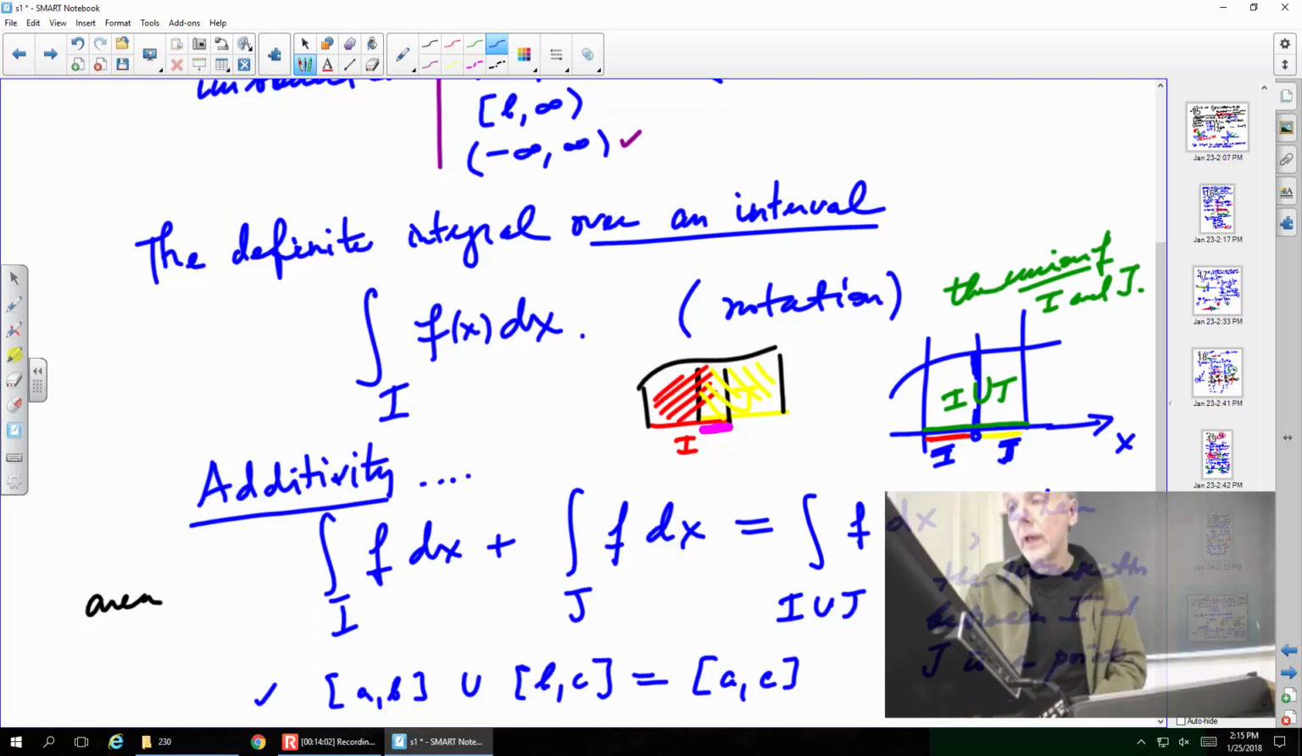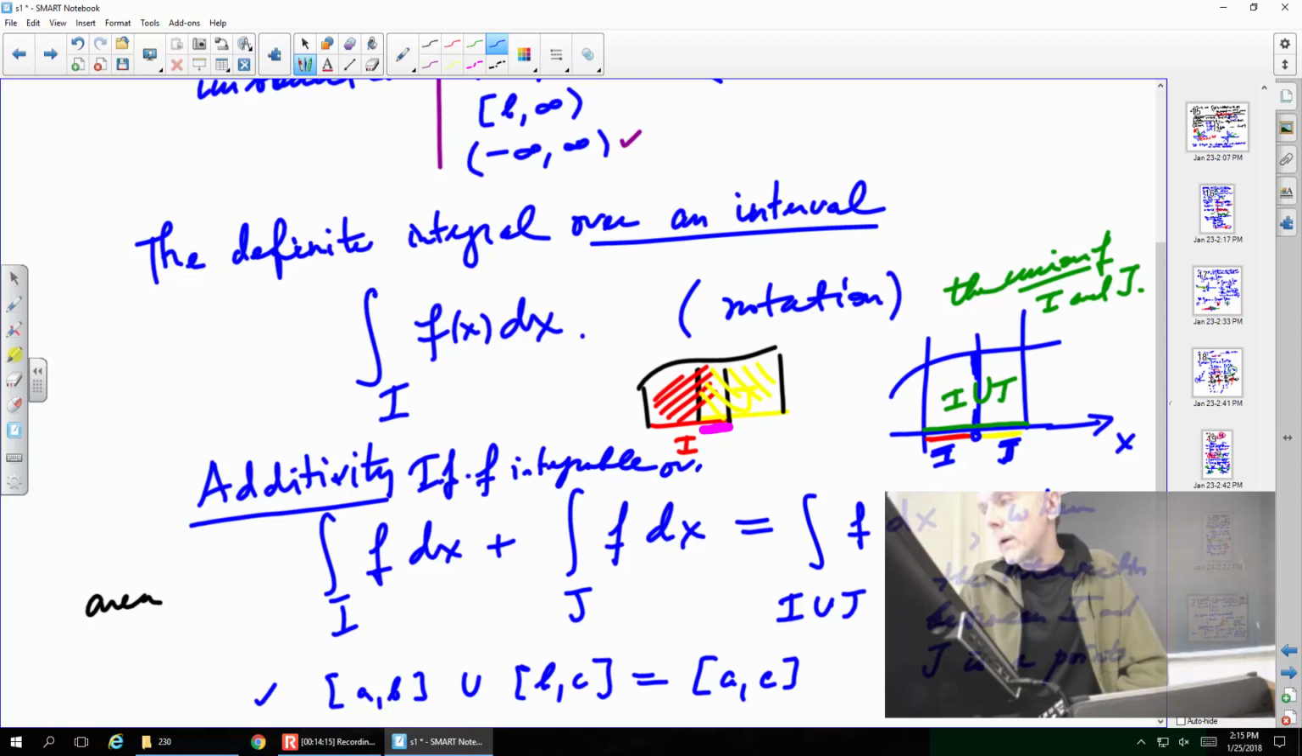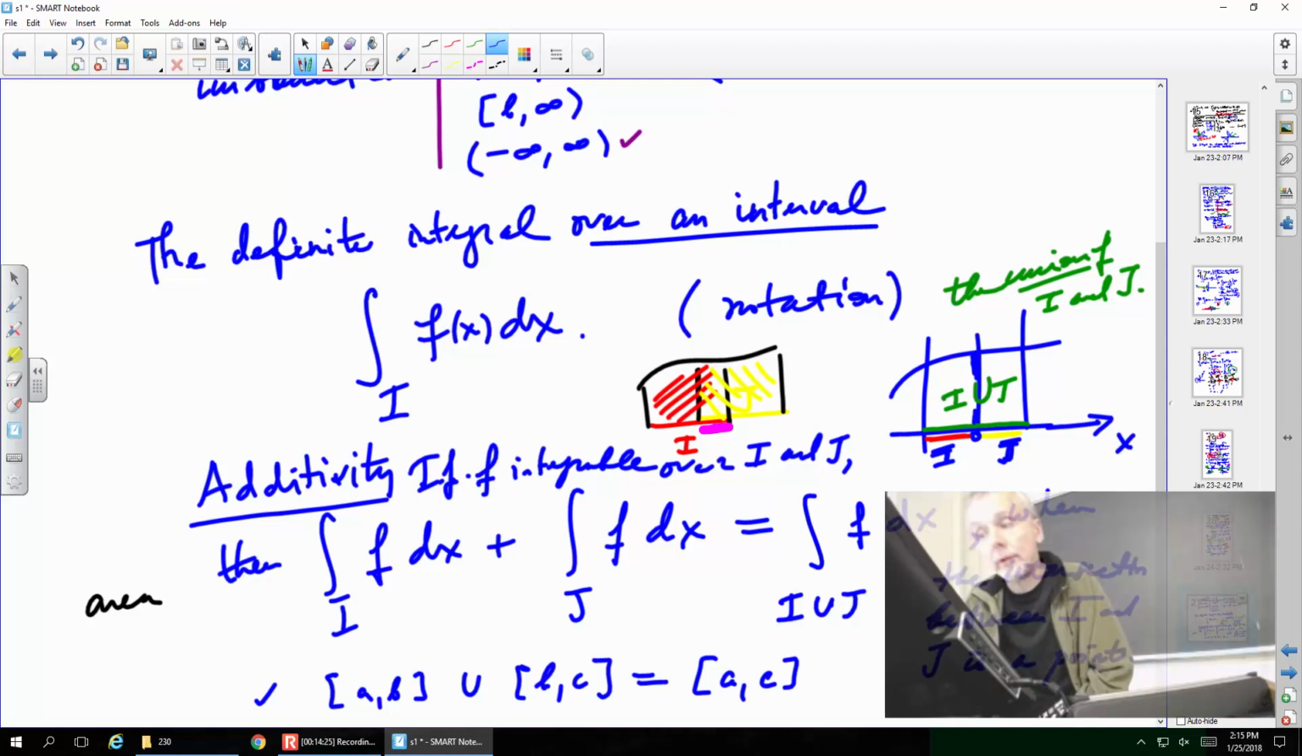There are some more caveats to be added here. Certainly f has to be integrable to begin with. So f is integrable over I and J separately. Then we have this conclusion about integrals, which is called additivity. If you unite two intervals, it creates a new integral which is equal to the two integrals that you started with.